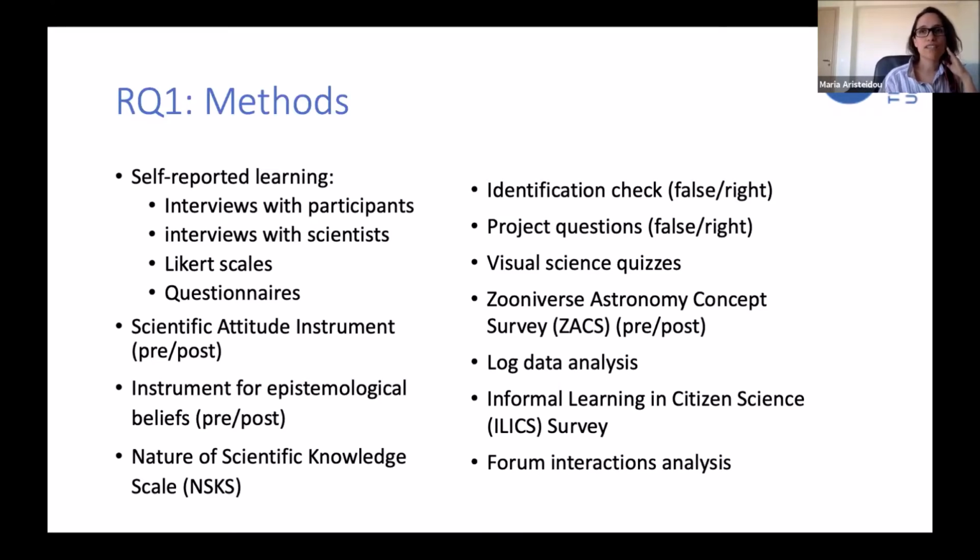some other researchers used methods that didn't require direct interaction with the participants. Instead, they looked at their logged activities and their forum interactions, and they analyzed and categorized those activities based on frameworks. An example is the informal learning in citizen science survey. So what were the main learning impact categories that came out of this review we made?